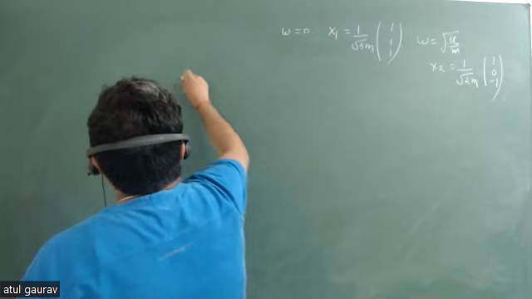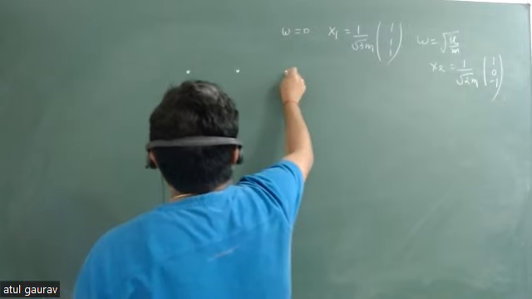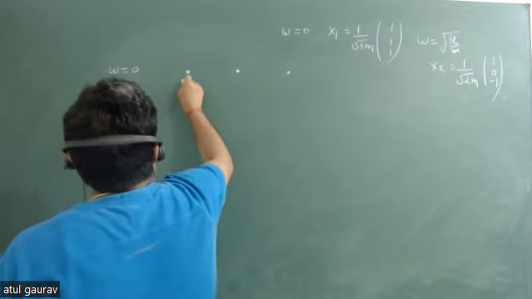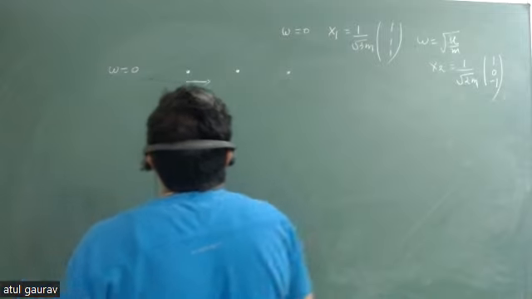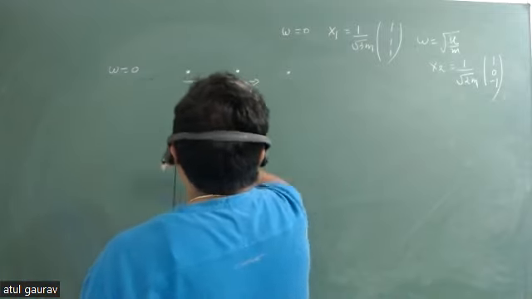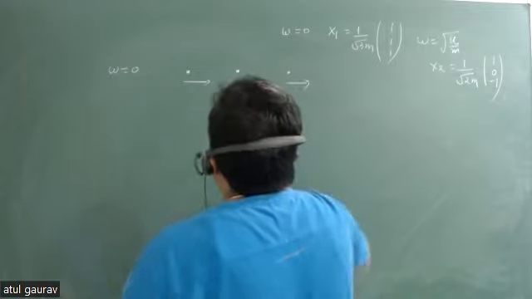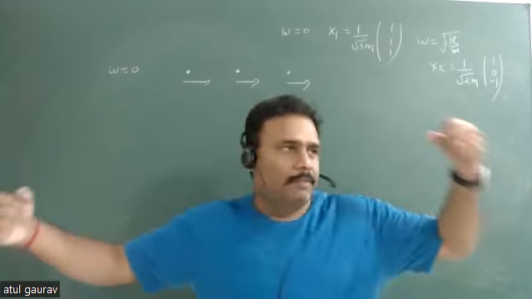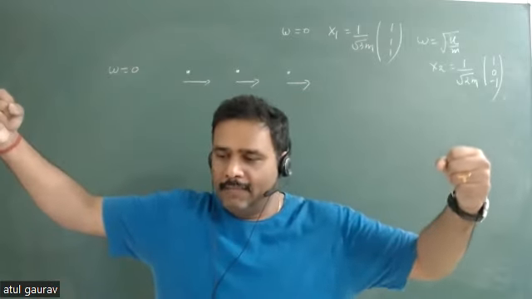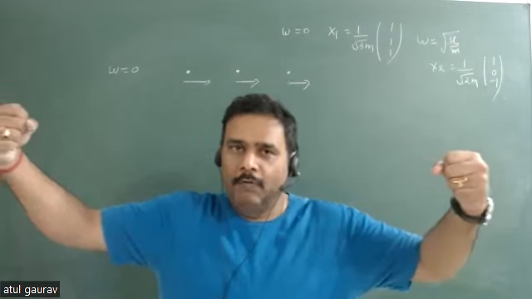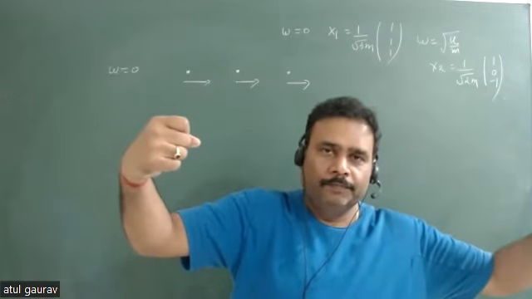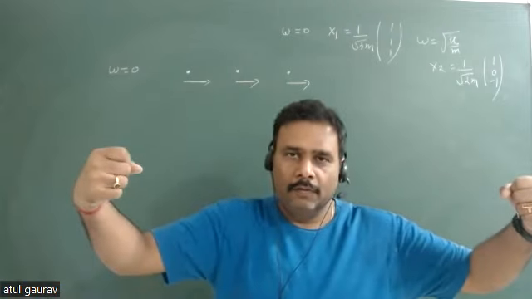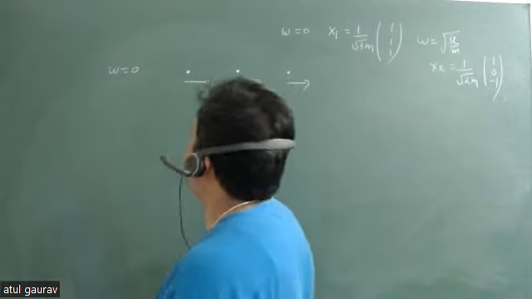The first particle is m, second and third. When omega is equal to 0, if the first particle is moving 1 unit, then the second is also moving in the same direction with the same condition. So this is one type of translation motion. You can assume this is my first particle, this is second, and this is my third one, and everything is moving like this, either this or this. So this is all about omega is equal to 0.